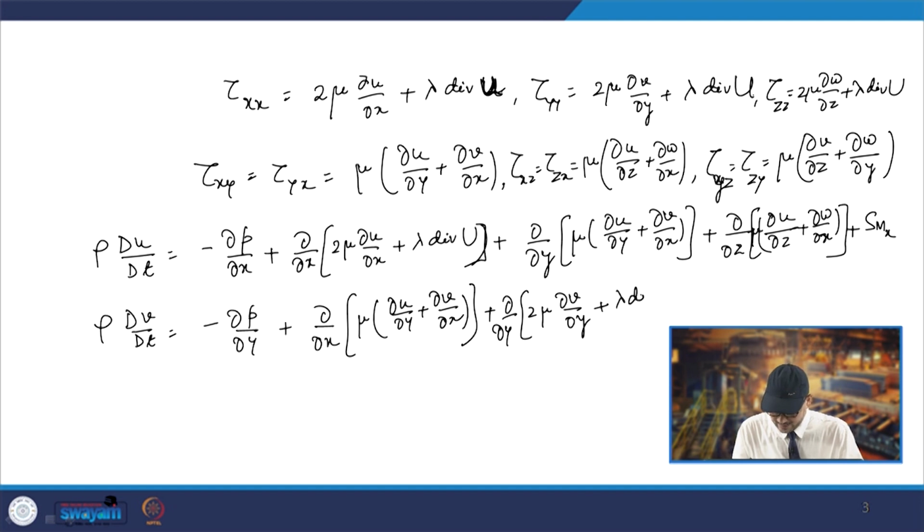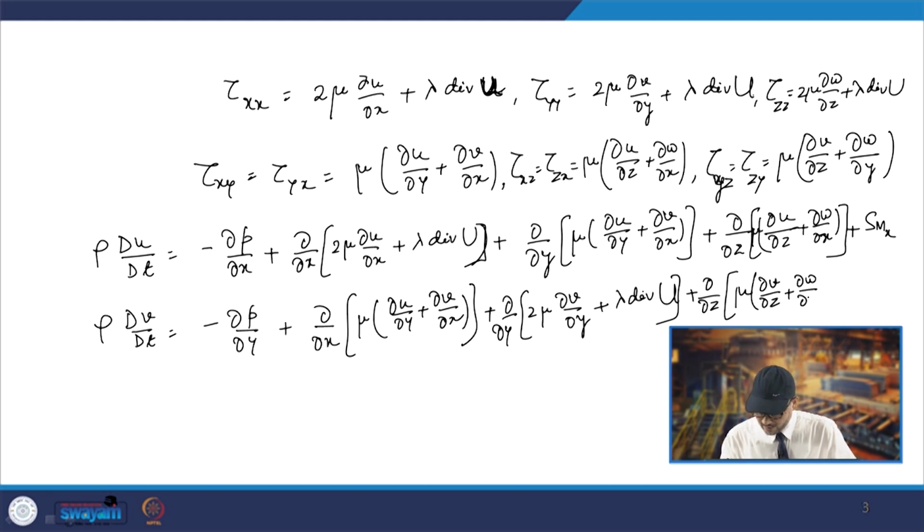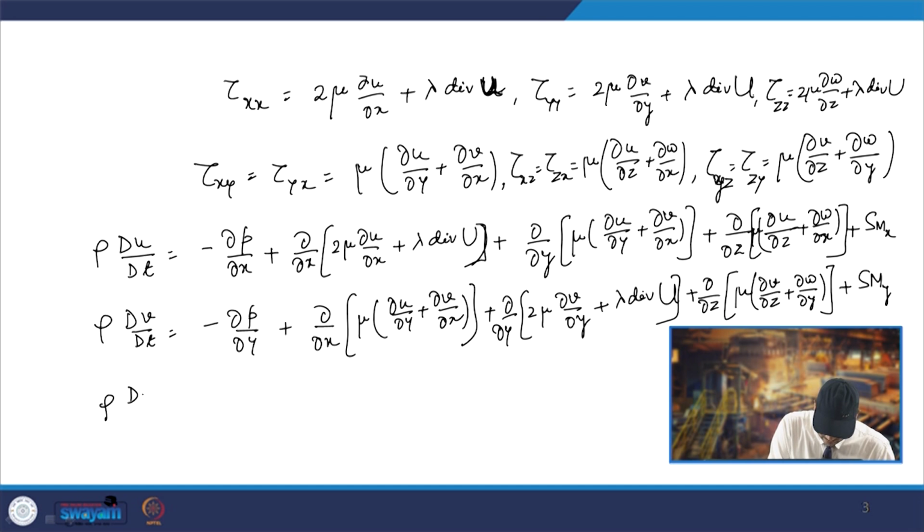plus lambda div u. So, that term will be there in the y component. Then the third term will be dou by dou z of mu times dou v by dou z plus dou w by dou y. And then you will have the source term, that is Smy. So, this is the equation for the y momentum, and when you substitute in the z momentum equation, you will have the equation rho of dw by dt.